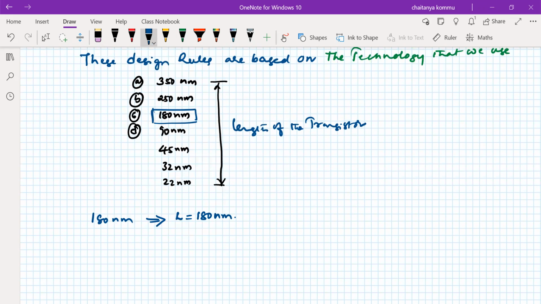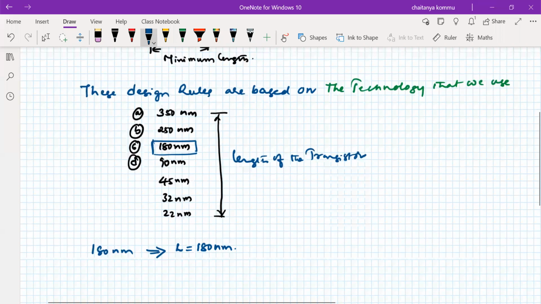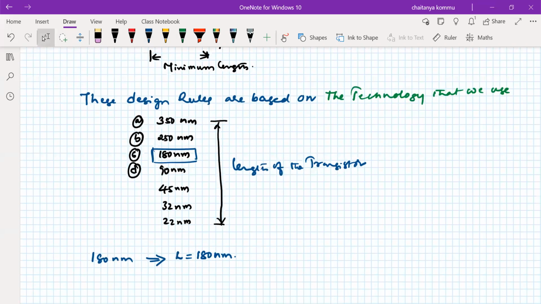Okay, so therefore, we have to define the length and width of the particular layer, depending upon 180 nanometer technology. That means that we are using the design rules for 180 nanometer technology. For example, if you're choosing 90 nanometer, then all the feature sizes, nothing but the width and length of the transistors, all these devices depend upon 90 nanometer technology.